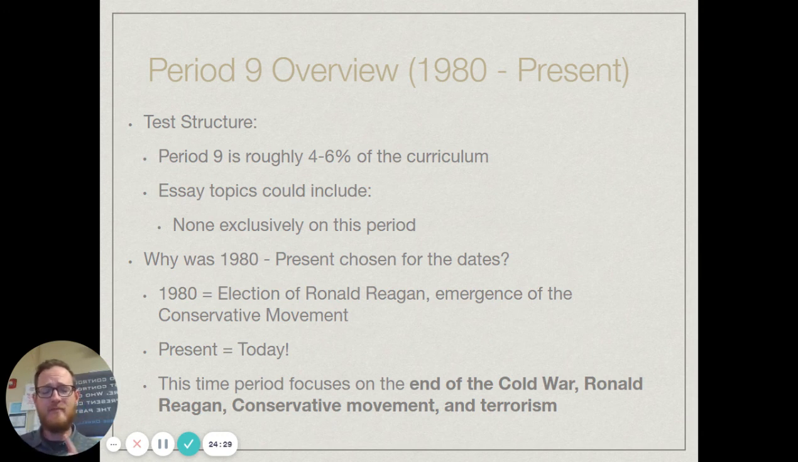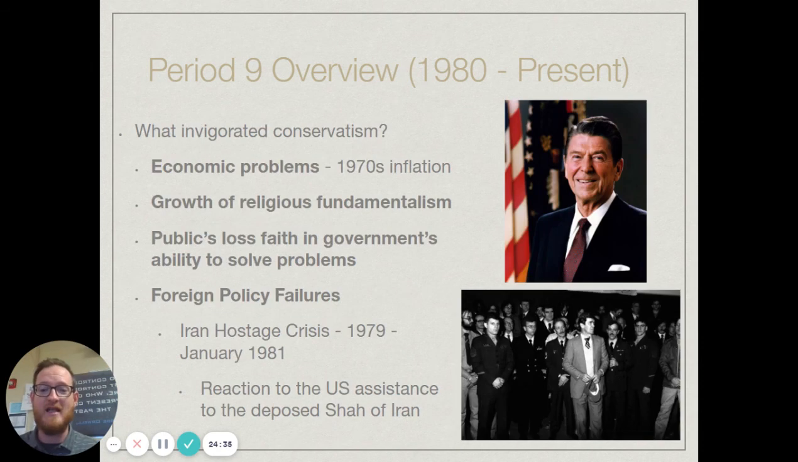So this period, you're going to see it covers the end of the Cold War, Ronald Reagan, the conservative movement, and then terrorism with the 9/11 attacks. So what is going to invigorate conservatives and really get the conservative movement going during this time? One, economic problems. And again, people tend to challenge the government more when there is a period of a very, very bad economy. And that's what happened in the 1970s.